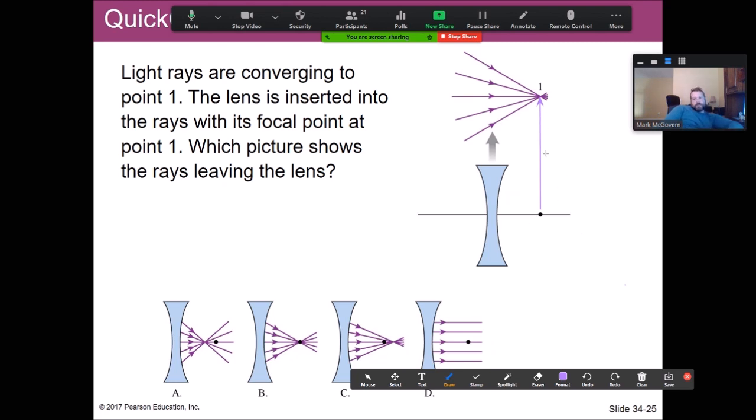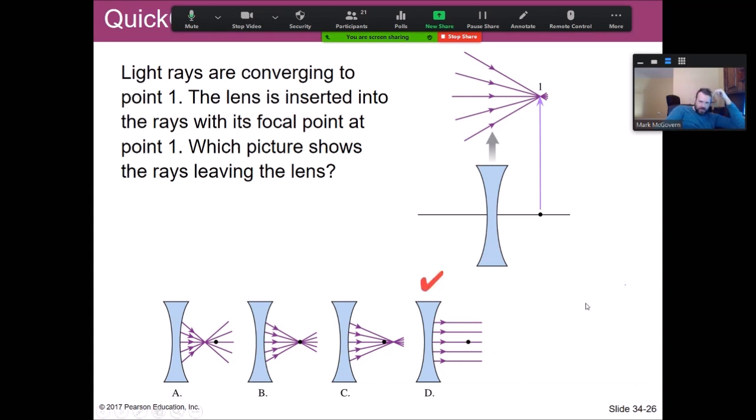But yeah, the principle here is that the rays are coming in and they're reaching a convergent point that's here that matches the focal length. That's the definition of focal length. So we expect those rays to now run parallel. Okay.